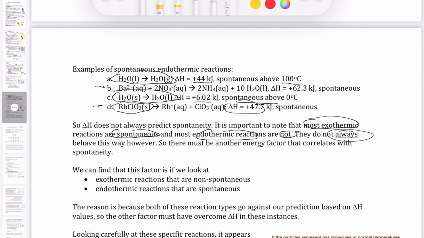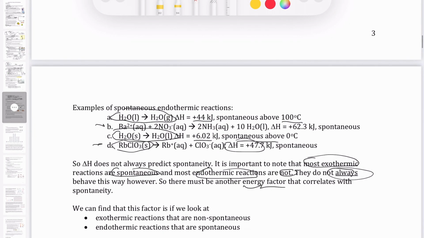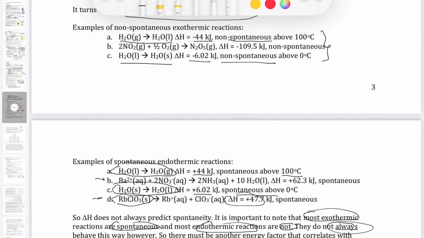So we need to look for another quantity, another energy quantity that will correlate always with spontaneity. Now, the way we can find this, at least the way we can find a clue about this energy quantity, is by looking at these exceptions, these reactions that I'm showing you right here. Why is that?